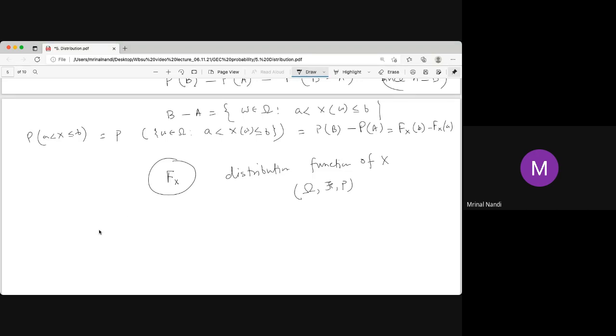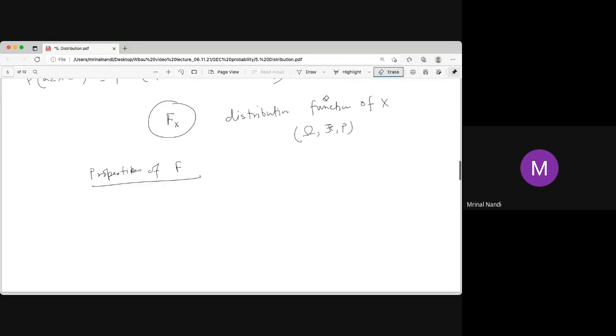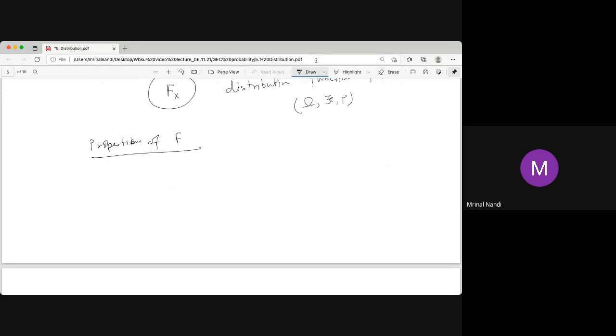So what are the properties of Fx? We write F. Why? If you have only one random variable, you can just write F. If there are two or more random variables, we use Fx, Fy. The first property is that it is always between 0 and 1, because ultimately it is a probability. Fx is the probability of something, for all real numbers x.